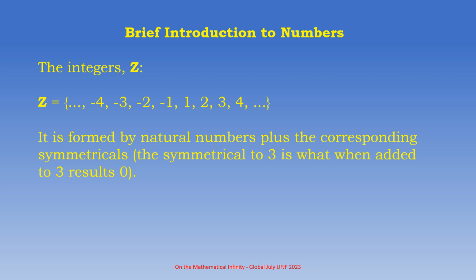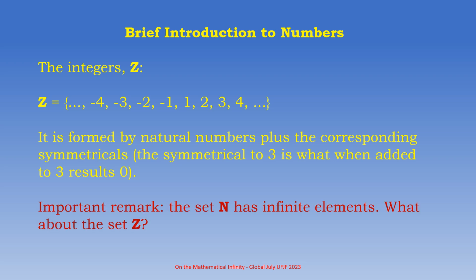Different authors can define it in a way slightly different from me. Maybe you can include the zero number in the definition of natural numbers, I don't know, but that's irrelevant for our purpose, okay? An important remark, the set of natural numbers N has infinite elements. What about the set Z? Of course, it has infinite elements also. That's obvious, right?